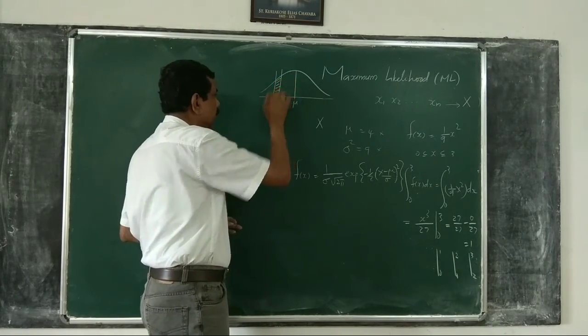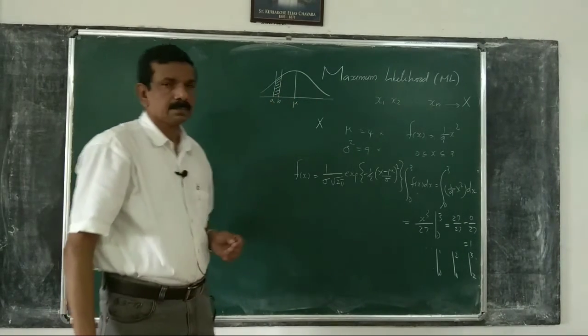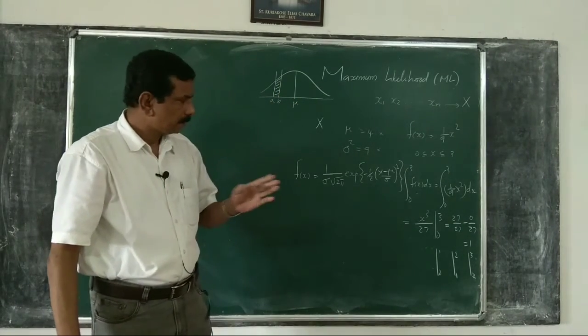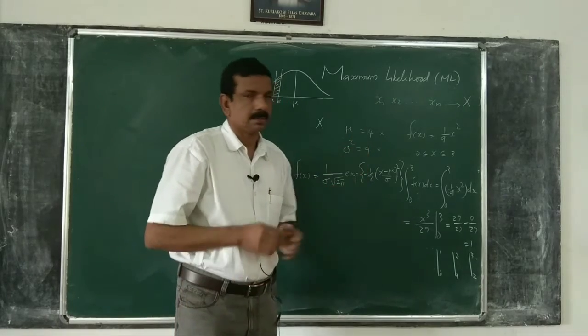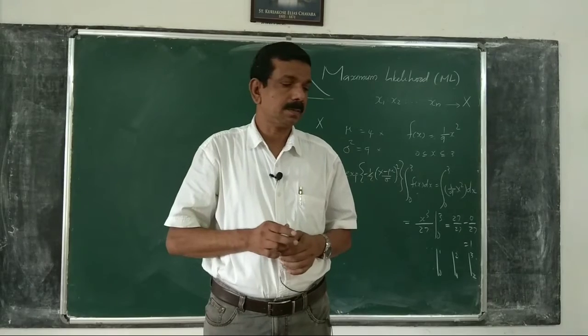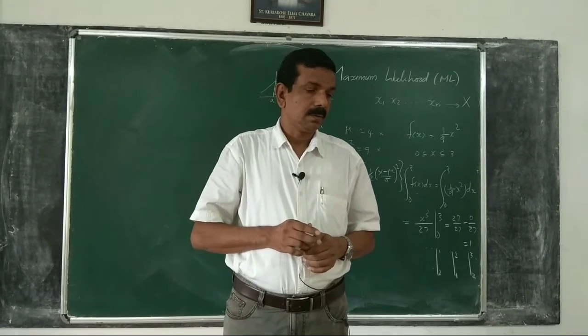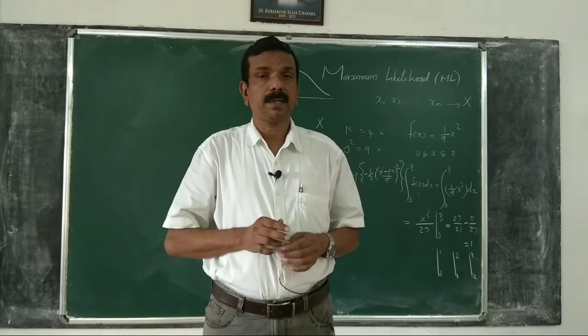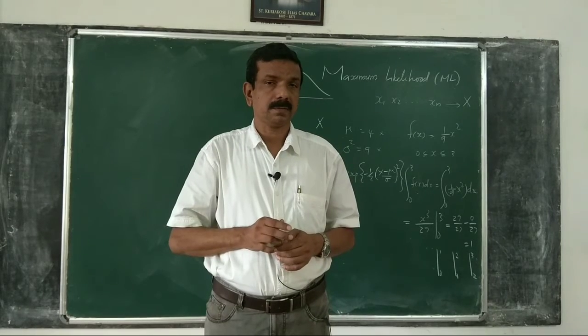Between A and B, that is easy. Now, the parameters are unknown, but we know that the population is normally distributed. So we have to estimate the parameters mu and sigma square.